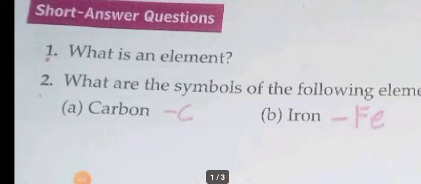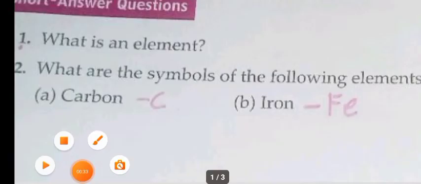Today we will be revising the short answers of chemistry third lesson first. Okay, children. So what is the first question? What is an element? The answer is an element is a substance that cannot be split into simpler substances by chemical means. So you can't separate or split an element into smaller substances by any chemical methods. That is an element.